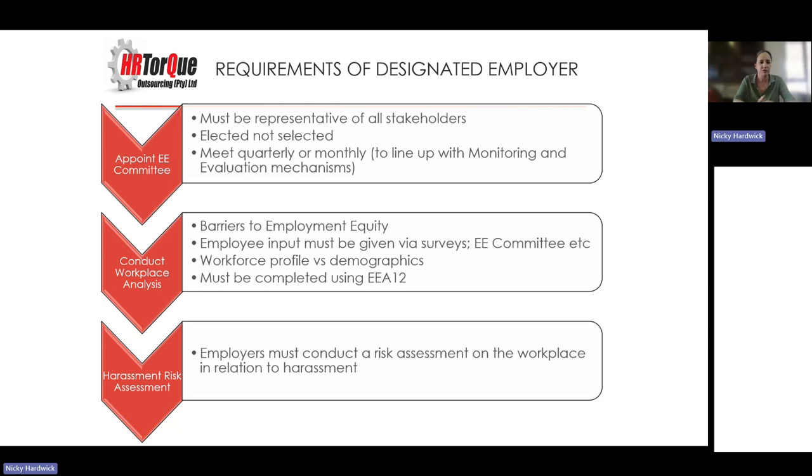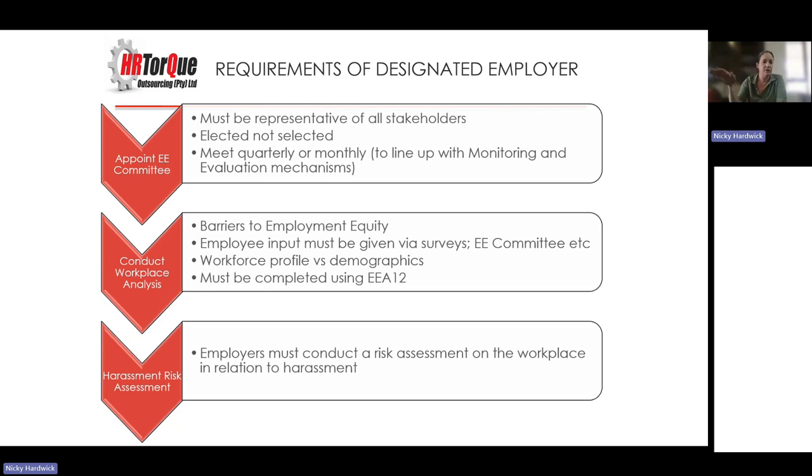You must use the format of the EEA12. You cannot use your own format. Part of this analysis, which is now the new legislation, is that you need to do a risk assessment on the workplace in relation to harassment. This is part of the new requirements, so you do need to do that.